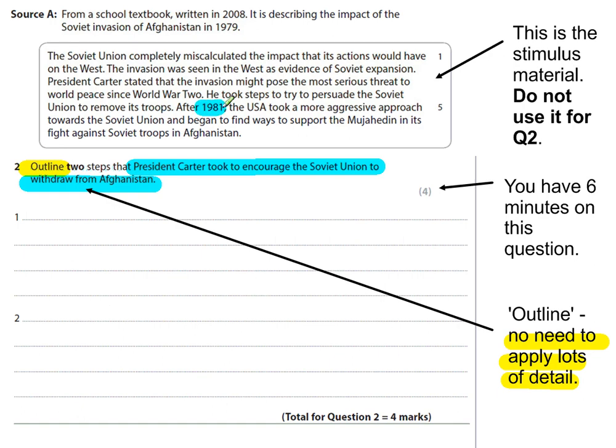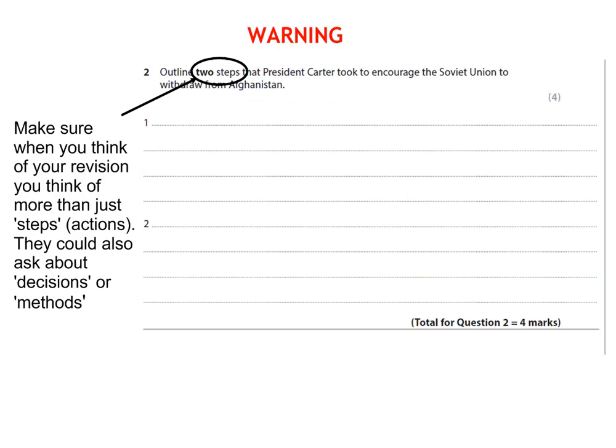Think about the date, 1981. What had gone on before then? What had happened between 1979 and 81 we could refer to? So, make sure when you think of revision, it's more than just the steps or the actions. The question could also be about the decisions or the methods taken about this. Basically, we're adding to that knowledge, not whatever the focus was for question 1.